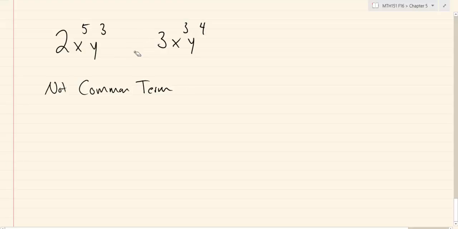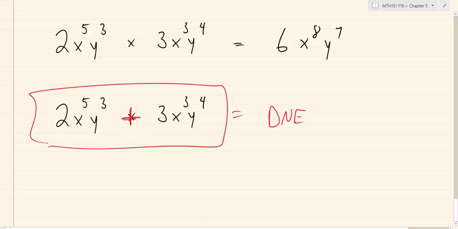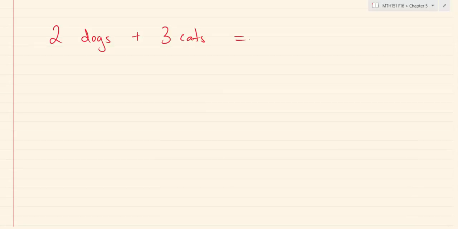If I multiply these, I can put this together, right? That becomes 6, x to the 8th, y to the 7th. If I take this exact same problem and I change this guy to addition, I cannot simplify. Why is that? In order to add and subtract anything, you need to have common terms. So for example, if I have 2 dogs plus 3 cats. You can't put them together, right? The answer is not 5 dog cats.